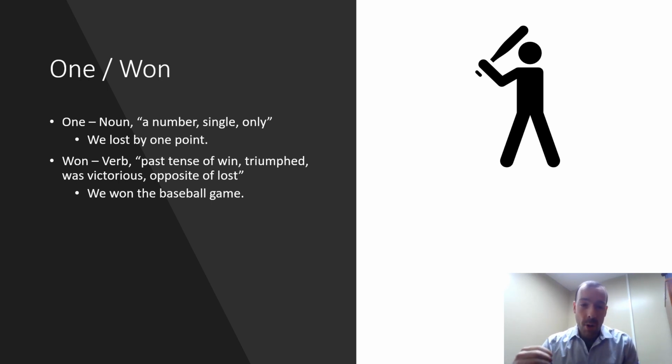Won, W-O-N, is an action word. It's a verb. It is the past tense of win. Triumphed, was victorious. It's the opposite of lost. We won the baseball game.